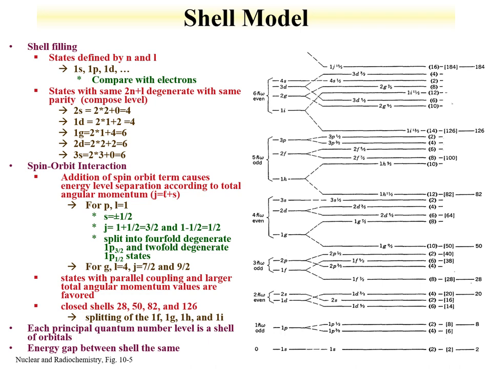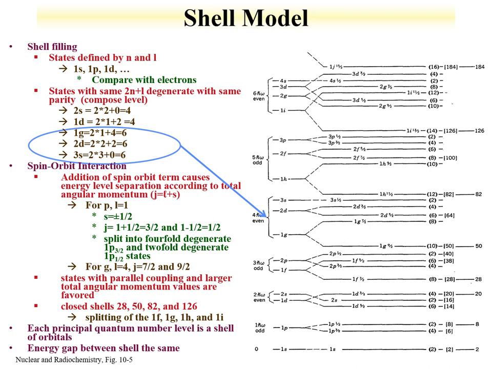Degenerate states: if I take 2 times N plus L, those with the same numbers, so for the 1S, N would be 1 and L would be 0. Those states with the same 2N plus L are going to be degenerate, and they'll be grouped together. As an example, if we look at this state here, which is composed of the 2S and 1D states: for 2S, 2 times 2 plus 0 is equal to 4, because N is 2 and L is 0 from S. For a 1D state, N is 1 and L is 2, where S, P, D is 0, 1, 2, so D is 2. So that's 2 times 1 plus 2, equal to 4. Those two states are degenerate.